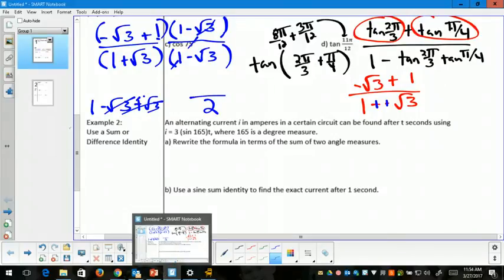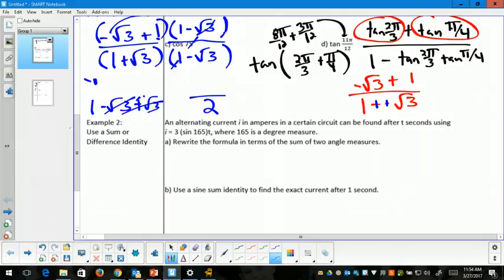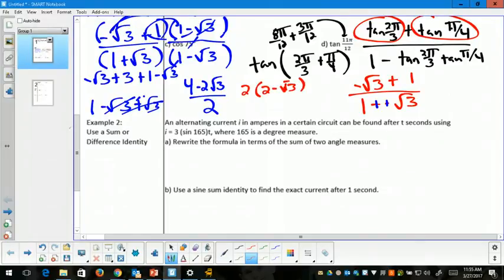In our numerator, it's going to give me negative square root of 3 times positive 3, or plus positive 3, then 1 plus 1 minus square root of 3. So it's actually going to be 4 minus 2 square roots of 3. From this, I can actually factor out a 2, giving me 2 minus square root of 3 all over 2, which gives the final answer for letter D as 2 minus the square root of 3.